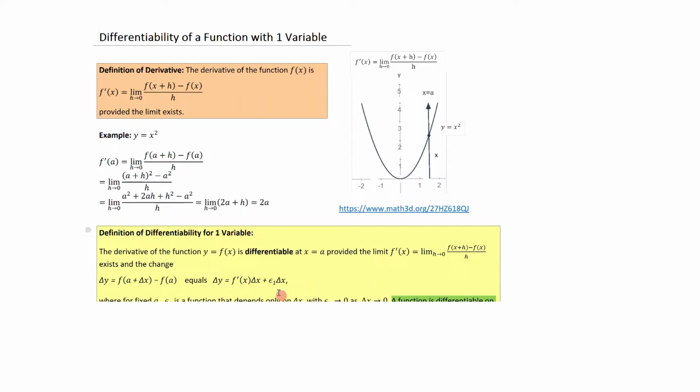delta x plus epsilon 1 delta x, where for a fixed value of a, epsilon is a function that depends only on delta x, so it's just a function of delta x, and with epsilon 1 approaching 0 as delta x approaches 0. So a function is differentiable on an open interval I if it's differentiable at every point of I.